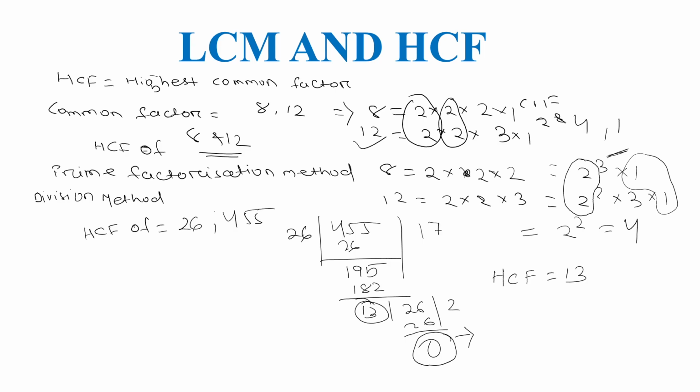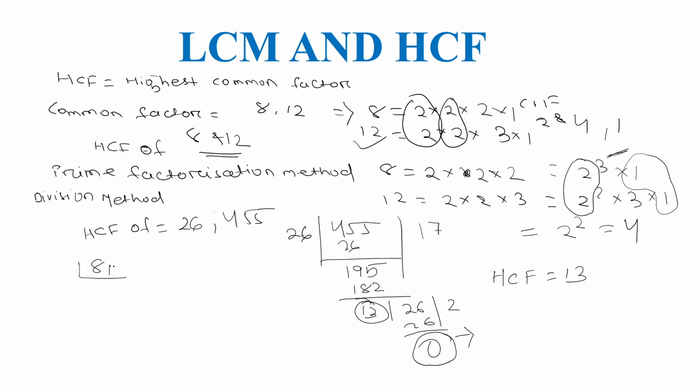13 here. So these are the processes to find the HCF and LCM. Hope you are all clear on this. Everyone must have understood well how to find HCF and LCM. But the best method is this method. So we can find the HCF and the LCM both.